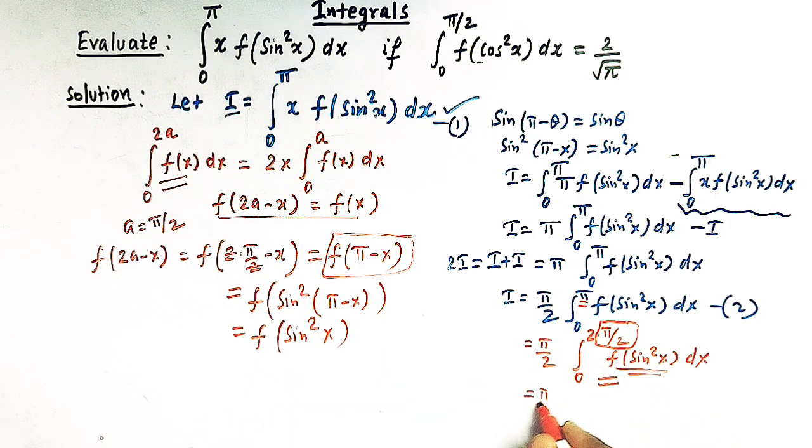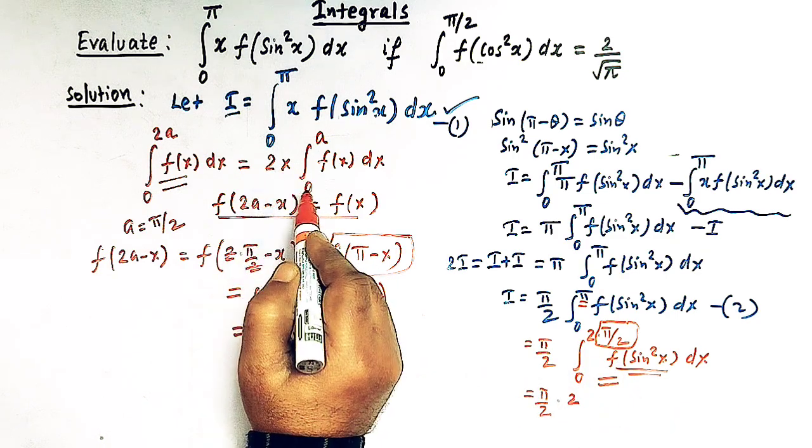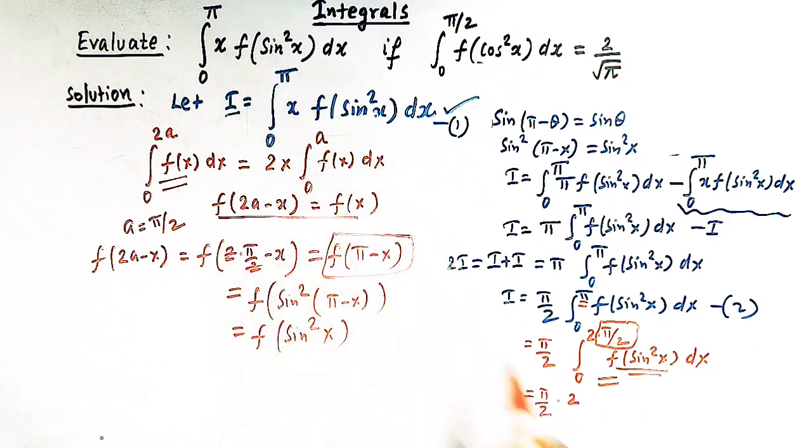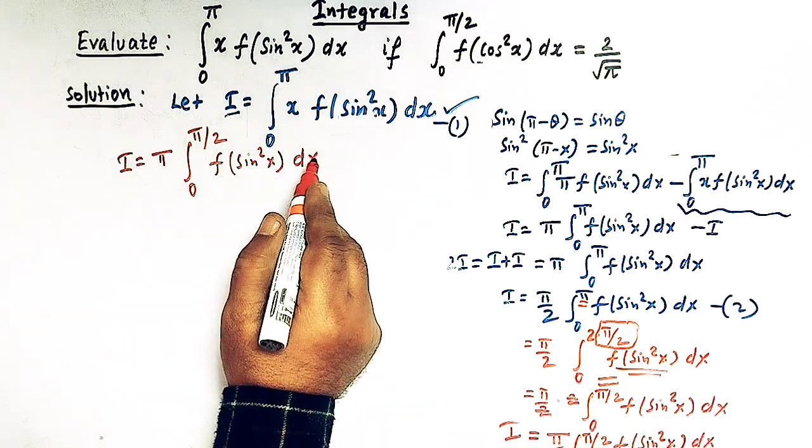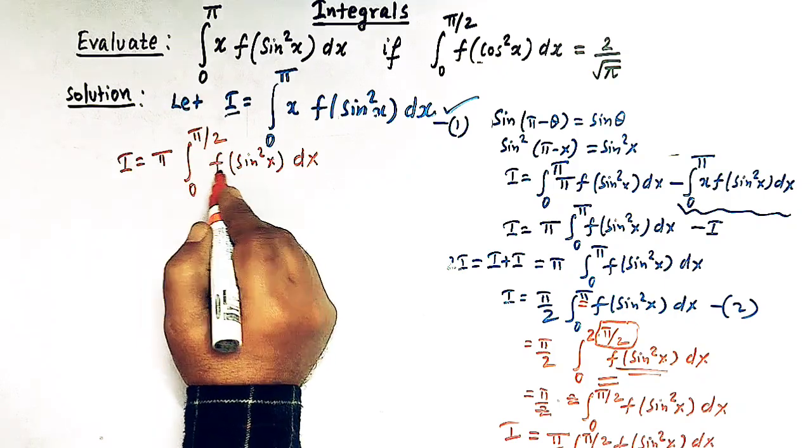So we can now write pi by 2, and here we have this 2, because 2 times the integral from 0 to a of f of x dx. So we have 0 to pi by 2, and here we have f of sine square x dx. Now this 2 and this 2 get cancelled, and we have pi times the integral from 0 to pi by 2 of f of sine square x dx.